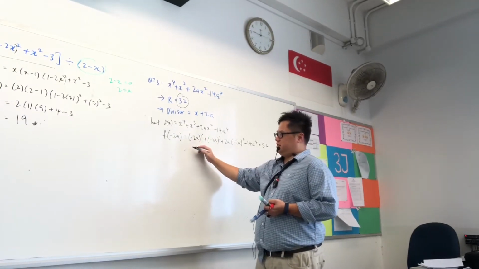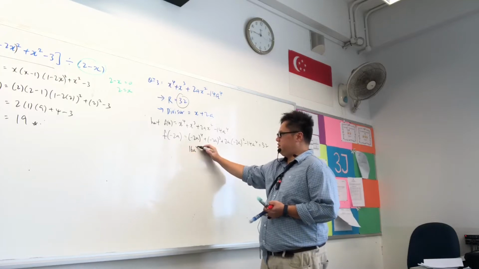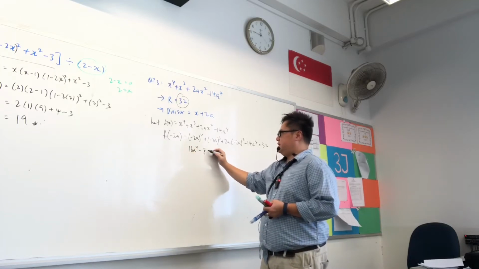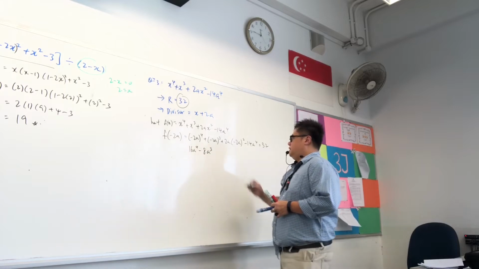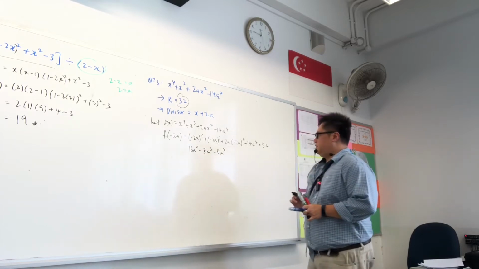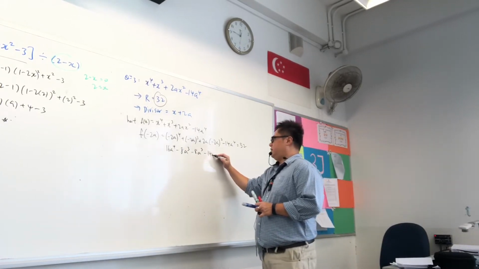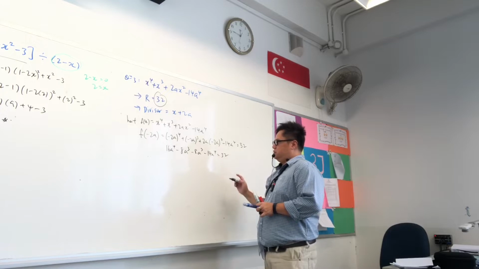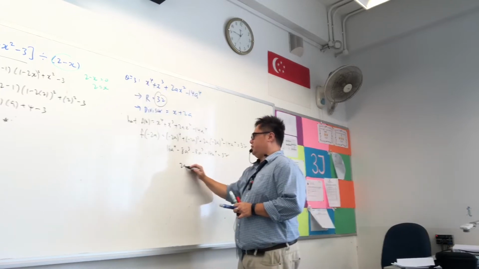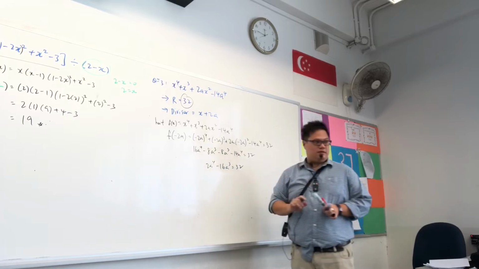Now all you have to do is solve this equation. 2 to the power of 4 is 16, so 16a to the power of 4. This part is minus 8a cubed. This part is minus 14a to the power of 4, equals 32. So this gives 2a to the power of 4 minus 16a cubed equals 32. Yeah?